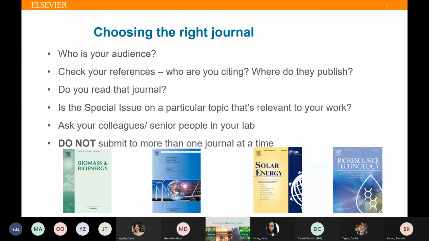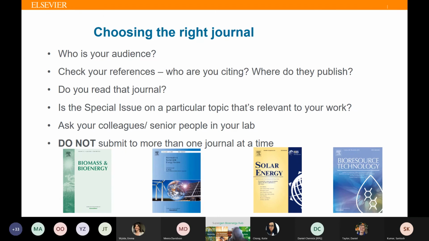Okay. Your first step, if you want to get a paper published, is you've got to choose the right journal. Now, this might seem obvious, and to many of you, you may be thinking, well, we all work in a similar area, wouldn't it be the same journal? But you need to think quite carefully here. Think about who your audience is.